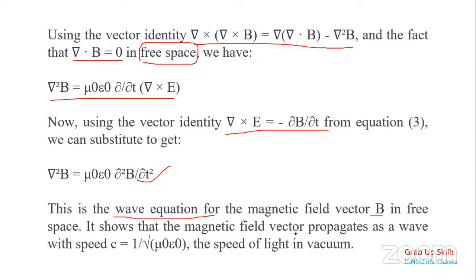Now the magnetic field vector will propagate as a wave. So what is the speed of it? The speed is given by this formula, which is the speed of light in vacuum.